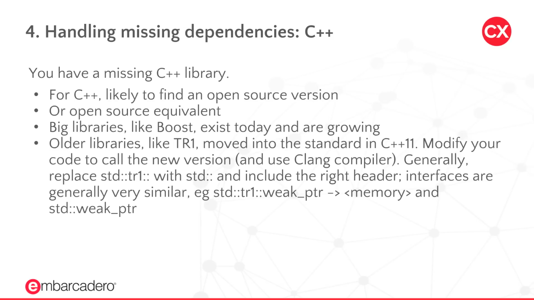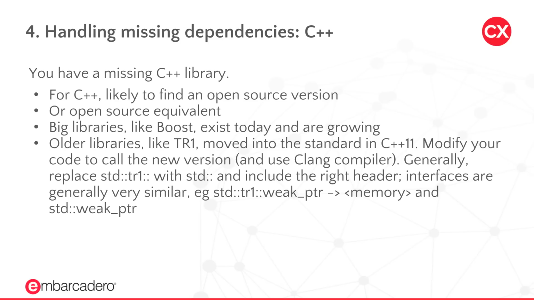Many libraries, like Boost, exist today, so you might not have trouble finding a newer version, and in fact growing. And older libraries like TR1 actually moved into the standard. So TR1 moved into the standard in C++11. And so the way to handle libraries like Boost or TR1 is simply to keep your code. So for Boost, that's fantastic. You can just use a current version of Boost. For TR1, you only need to make fairly minimal code changes. With a caveat there that you should use the Clang compiler because that's what's required for C++11 and newer.